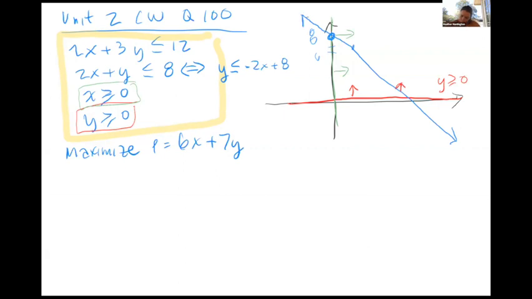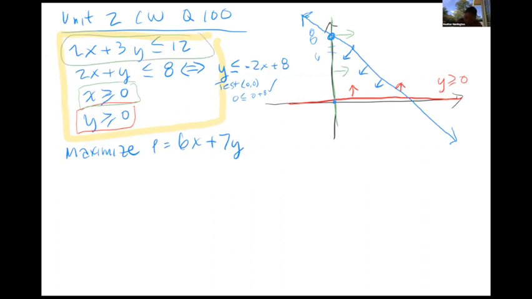Okay, and you could do a test point, and you'll see that 0, 0 works. So is 0 less than or equal to 0 plus 8? Yes. That means we're going to shade this way. Okay, and I don't have so many colors here, so I guess I'll use green again. I like green.